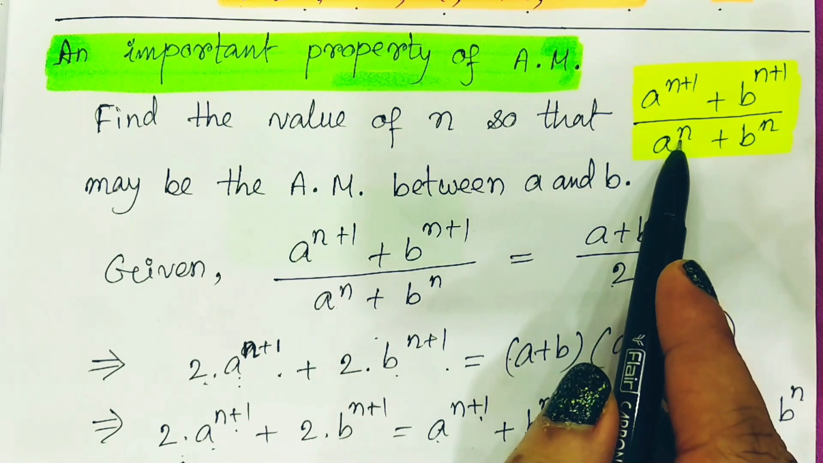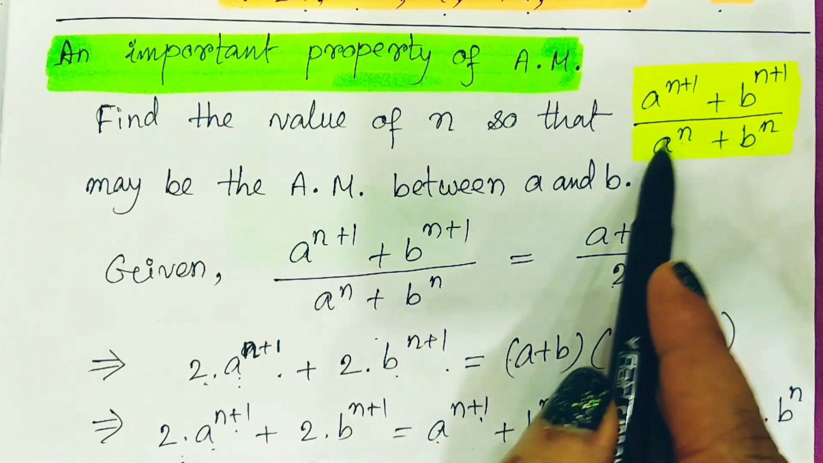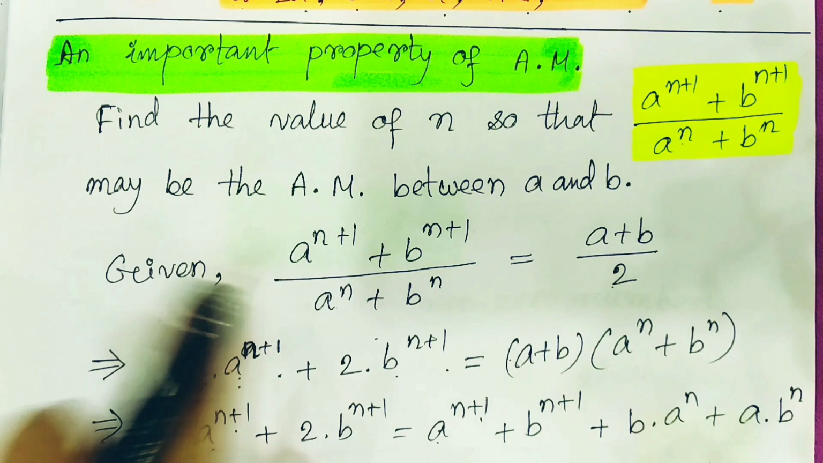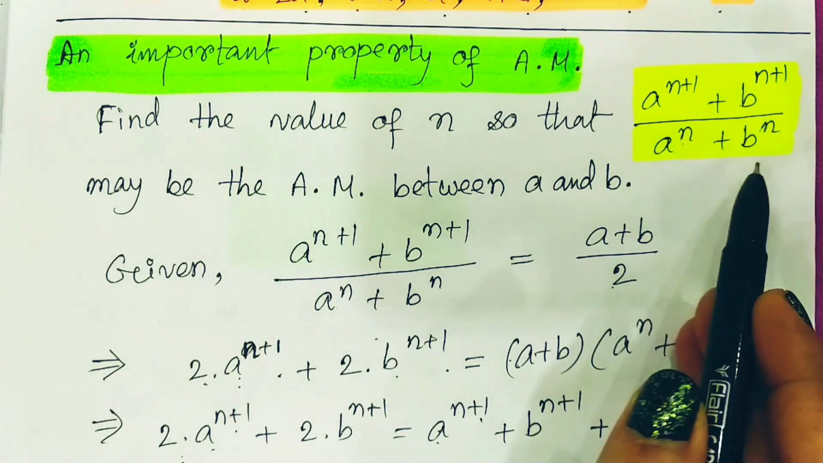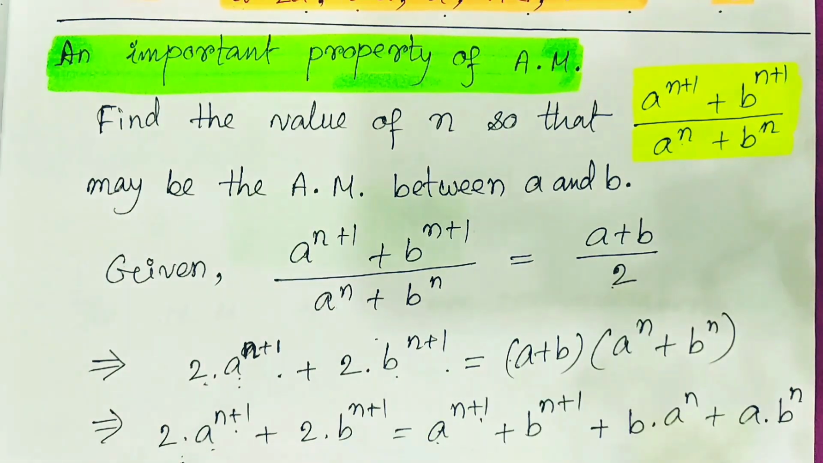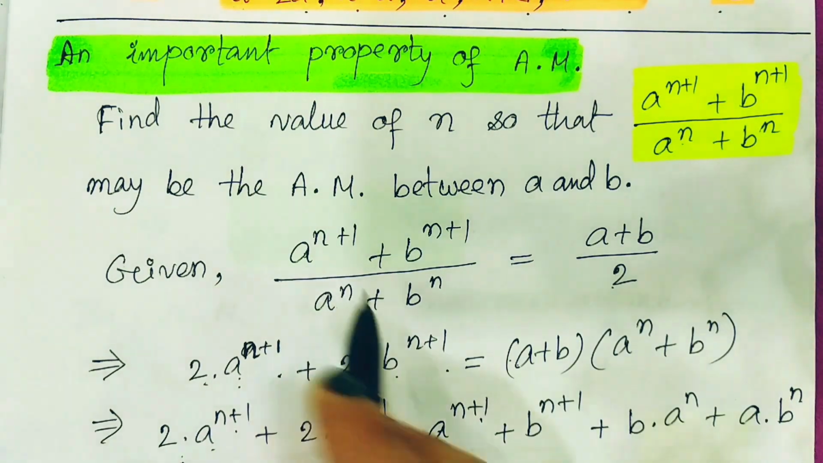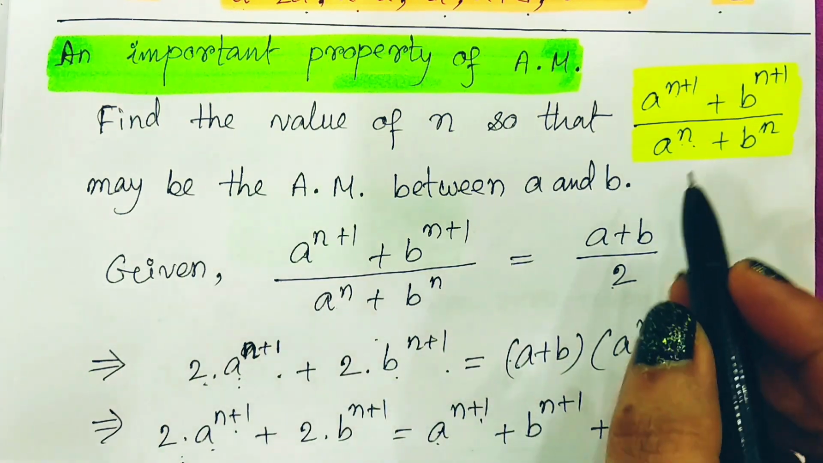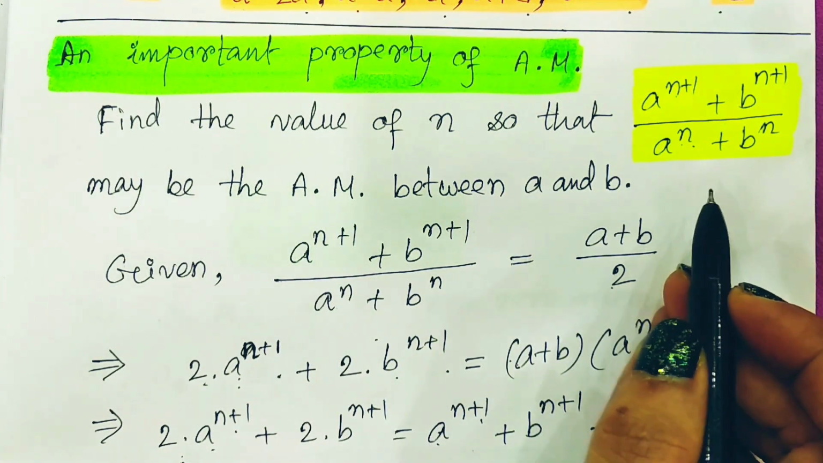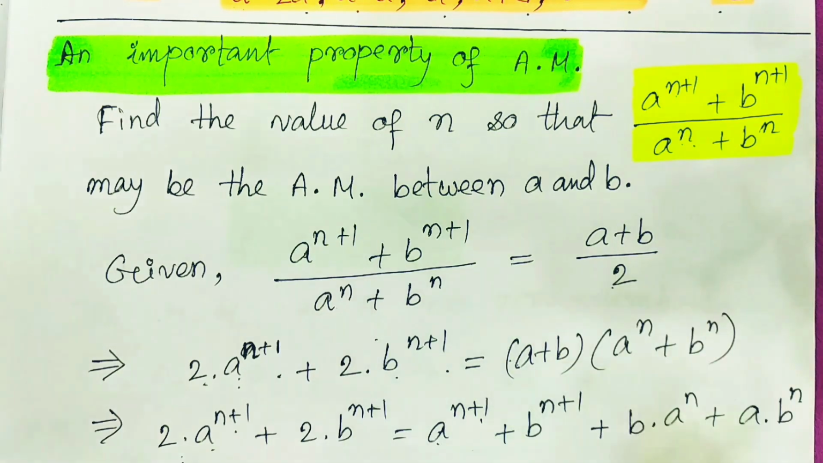Just remember, if these types of problems are given where the upper power is n plus 1 and the lower power is n, then the n value is always 0 if it is the mean of the AP. So that always happens. And one more thing, if here n and here n minus 1 is given, then you just write n minus 1 is equal to 0. So that implies n is equal to 1.